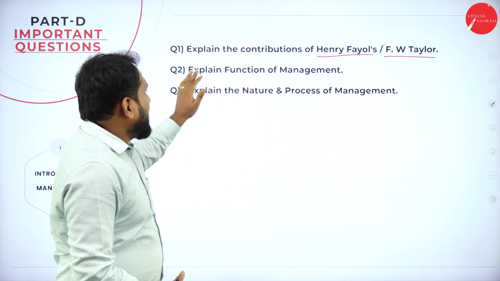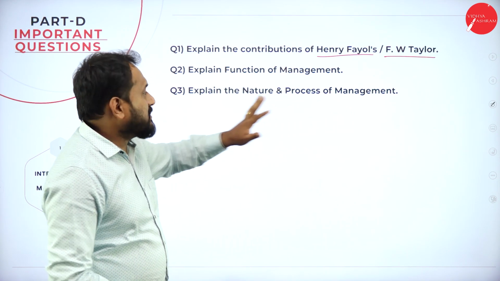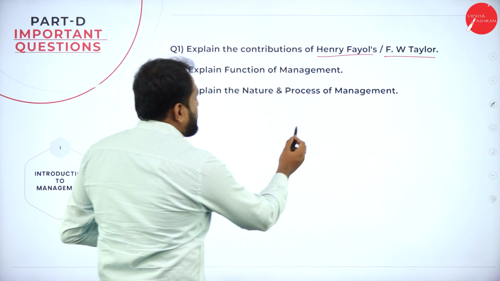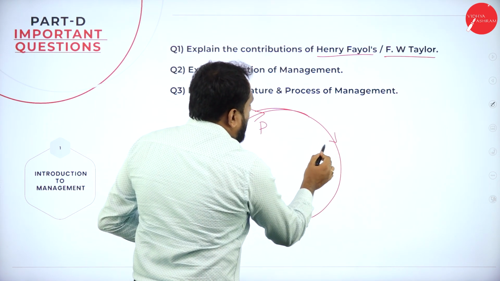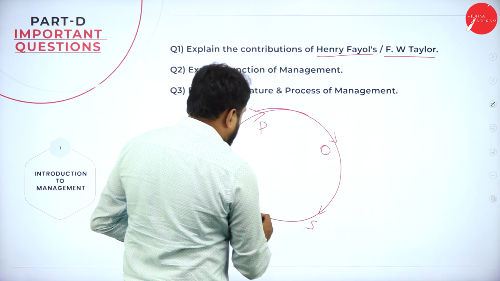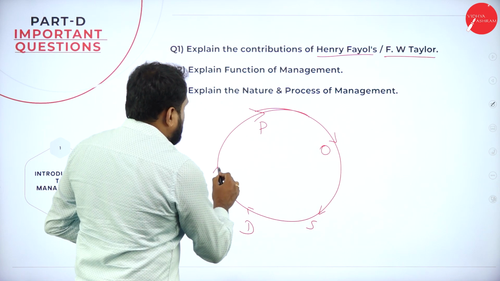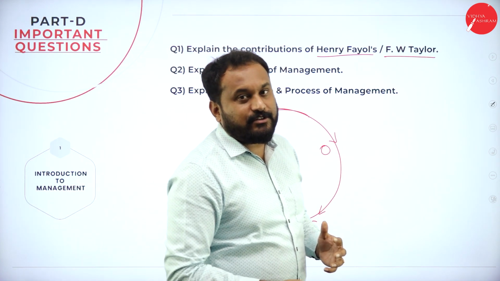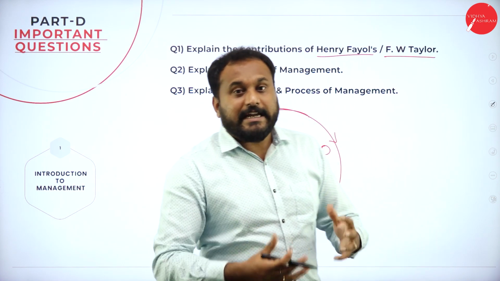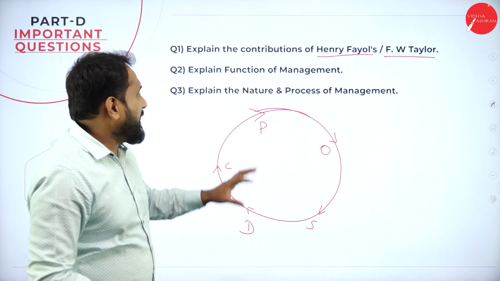Next question is, explain functions of management. See, functions of management, we all know. You are supposed to draw this. Say right here, planning, organizing, staffing, directing, controlling. Now we have also coordination, communication, where you people can write it. It is an integral part of functions of management.